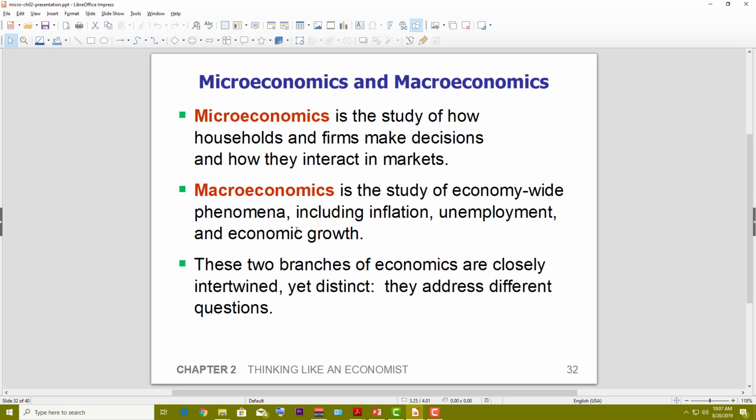Are things getting more expensive? Are they getting cheaper? How many persons have a job? How many don't? Is the country improving? Has GDP grown? Is the country getting more money every year? So macroeconomics looks at the economy as a whole, from a holistic point of view.